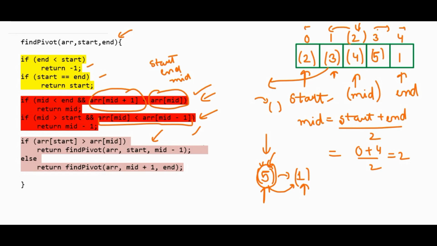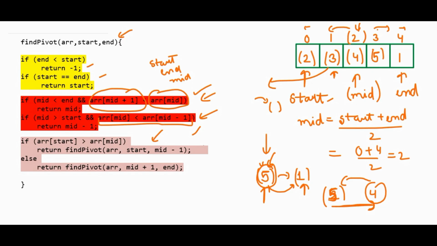Otherwise, we have to go on the right. Why this is true? We have discussed before as well. If we have 2 at the start, and we have 4 at the mid, that means the array is increasing in this direction. So let's say if this element would have been greater than 4, then it is for sure that the pivot element is on the left side, because we have rotated counterclockwise, right?